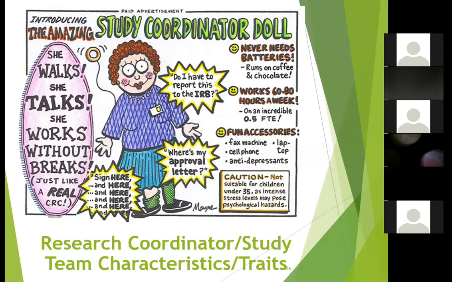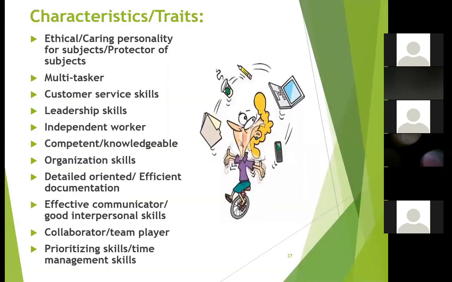I know. All right. So as a researcher, we have to possess a lot of characteristics and traits in order for us to be successful. And the first one that we've nailed is subject protector and having an ethical and caring personality. And number two, we have to be multitaskers, because as the coordinator doll or the study team doll just showed us, we have to juggle a lot of things at one time.